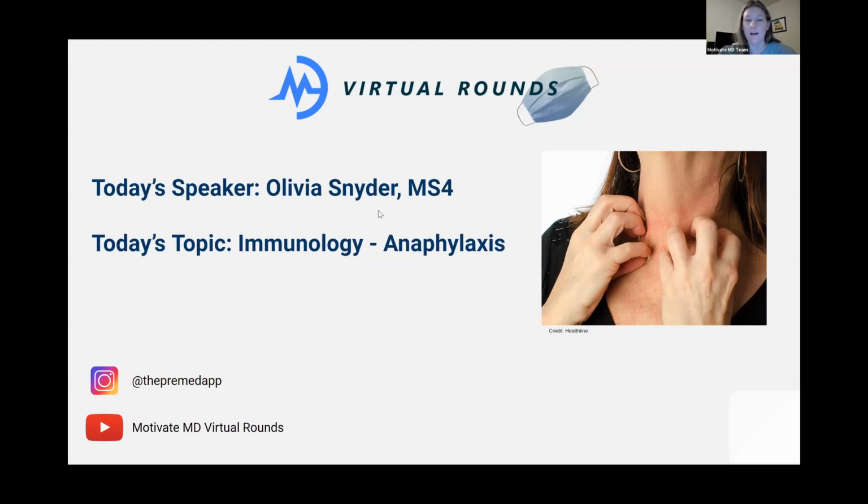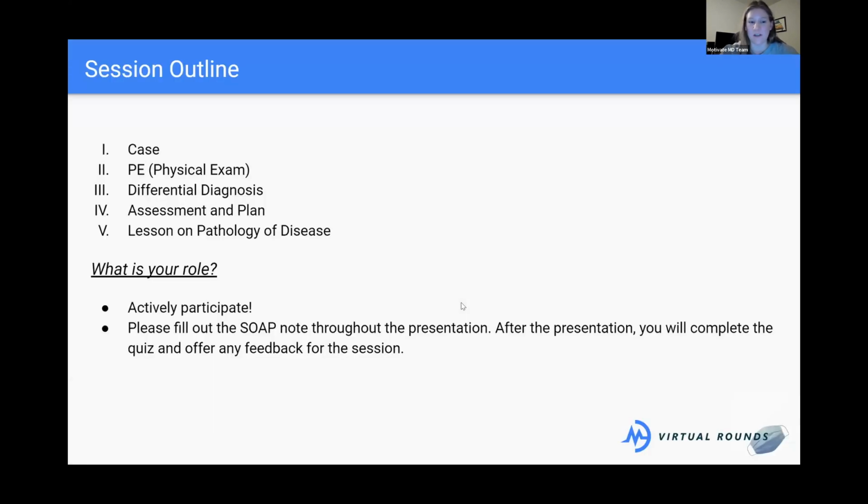It's a very scary allergic reaction, as we'll learn in the coming hour, and it can be treated if caught early enough, and hopefully get people to the hospital and get the care that they need. So without further ado, we will get going. As always, we'll have a simulated patient case and go through the patient's physical exam, a differential diagnosis, and come up with an assessment and plan for them. And then the second half will focus on the pathology of disease and do a little bit of background in immunology.